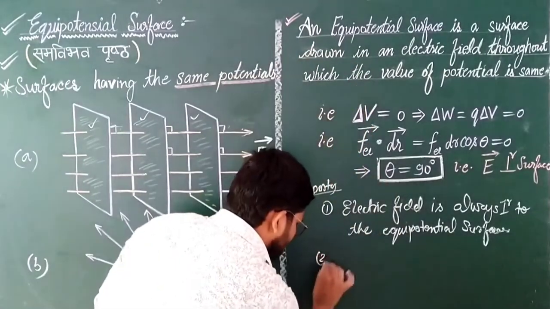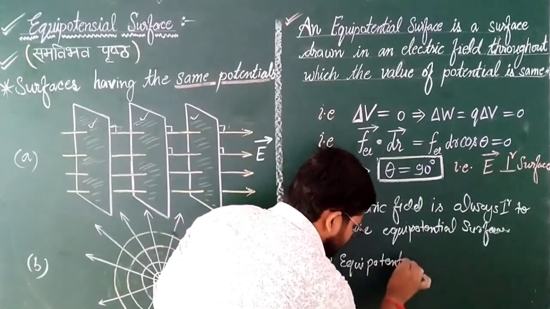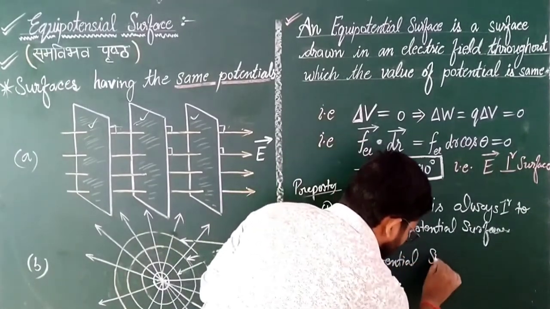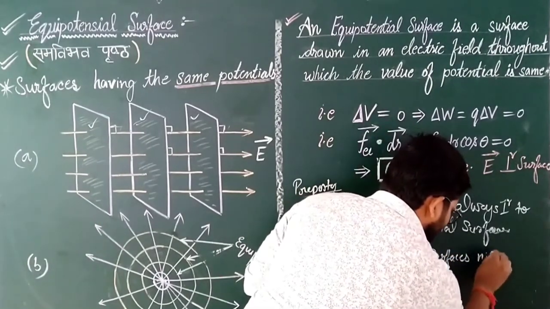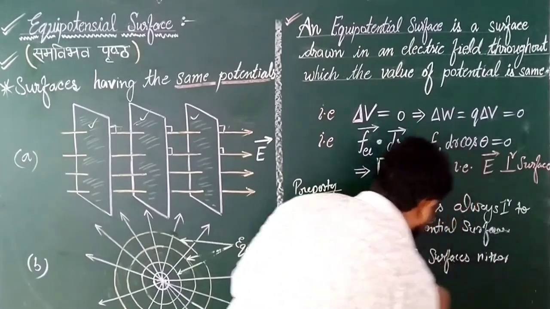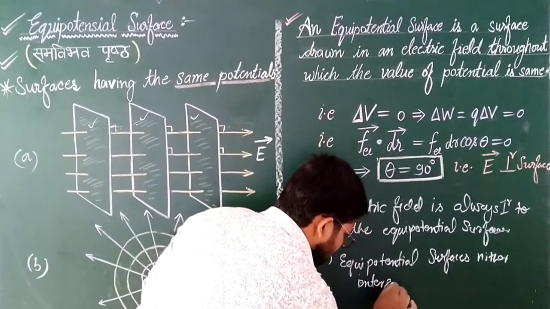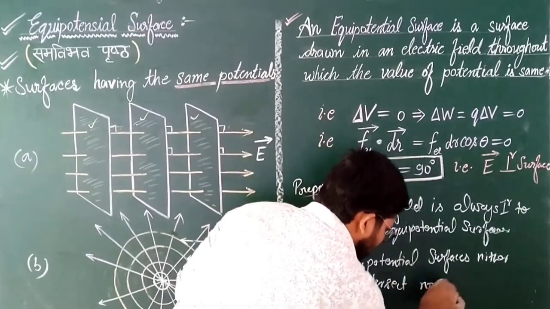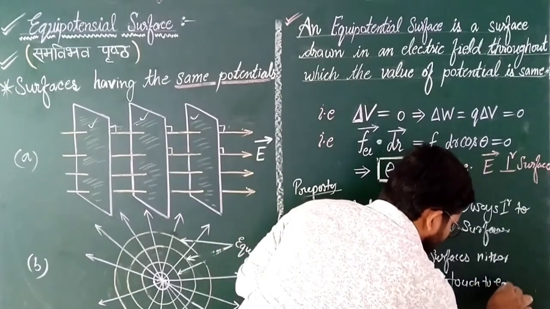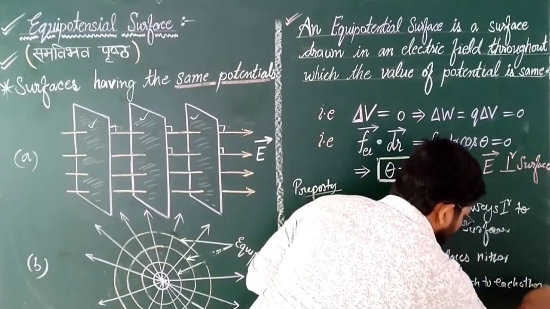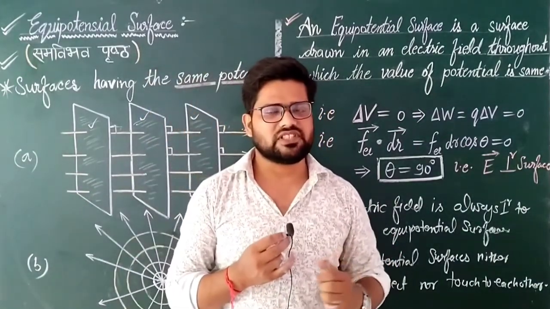Note down the equipotential surfaces neither intersect nor touch each other. So these two are the properties of equipotential surfaces.